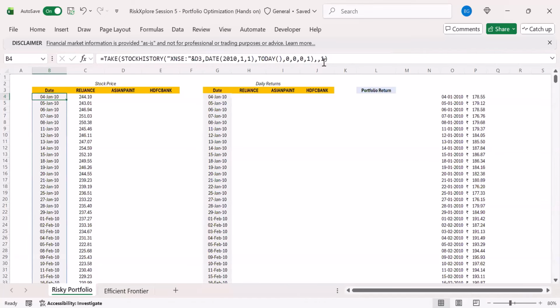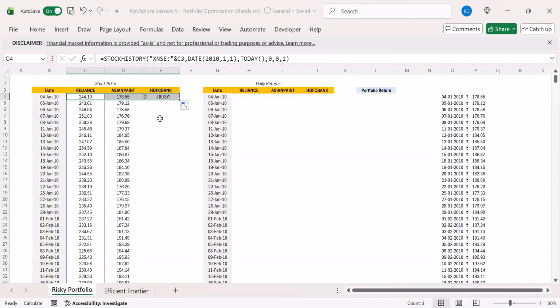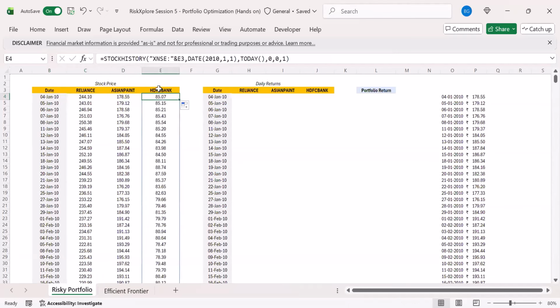Otherwise, you can copy-paste the dates as well. So we have the dynamic dates here. Then we have the stock prices of Reliance. If we drag this across, we will get the stock prices for all the other stocks as well. So for Reliance, Asian Paint and HDFC Bank, we have these three stocks in our portfolio.